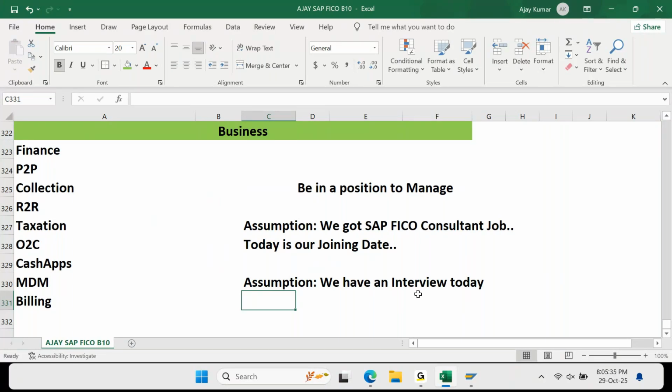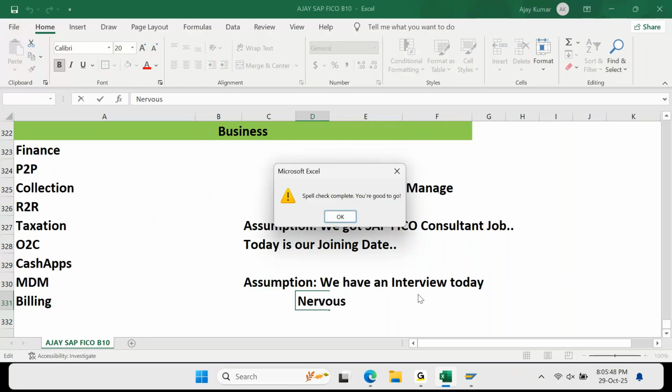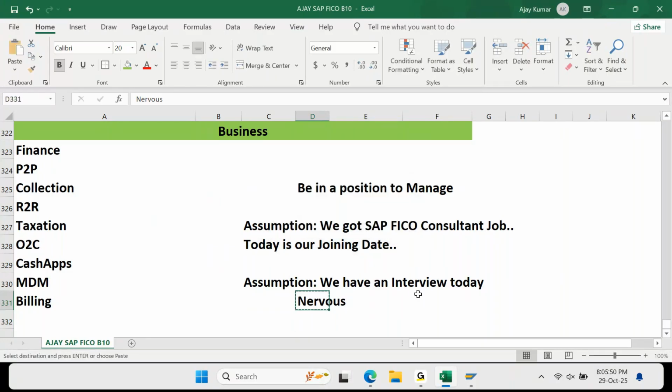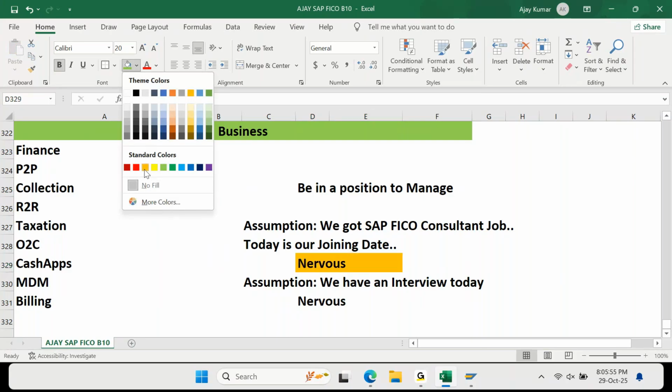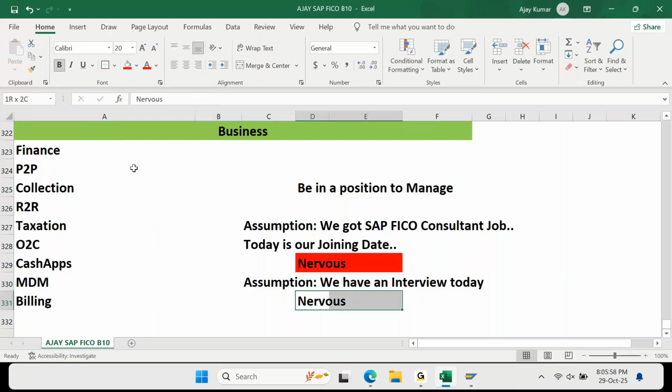Am I right? Yes, sir. For the interview, you are feeling nervous. Similarly, for joining, we are feeling nervous. Agree or not? You are nervous here, you are nervous here. After completing the training, to attend the interview, you are feeling nervous, and after clearing the interview, to join a company, again you are feeling nervous. Then something is missing or not.